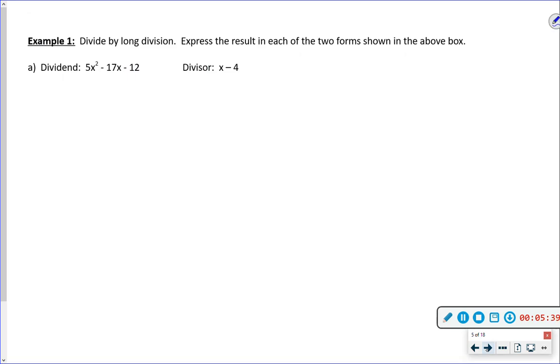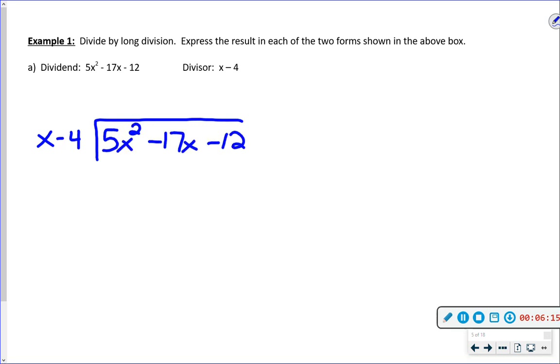Divide by long division. Express the result in each of the two forms shown in the above box, which is above on your notes. Okay, so my divisor is x minus 4. Now, before I start writing in my dividend, just a couple things to always look for. A, make sure it is in the correct order, highest exponent to the lowest. If it's not, I'll reorder it. 98% of the time they are. If you're missing a term, I'm going to leave some room for that because I don't want to have any like terms not where they should be. Ours is good to go, but I always check.